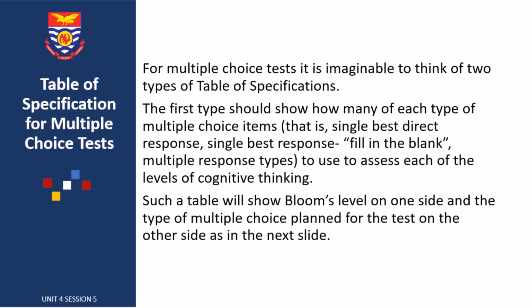So for multiple choice items, it is imaginable to think of two types of table of specifications. The first type shows how many of each type of multiple choice item, that's selected best direct response, single best response, fill in blank, as we've already discussed. Such a table will show Bloom's level on one side and type of multiple choice planned for the test on the other side, as in the next slide. So that's the table of specification for multiple choice items.